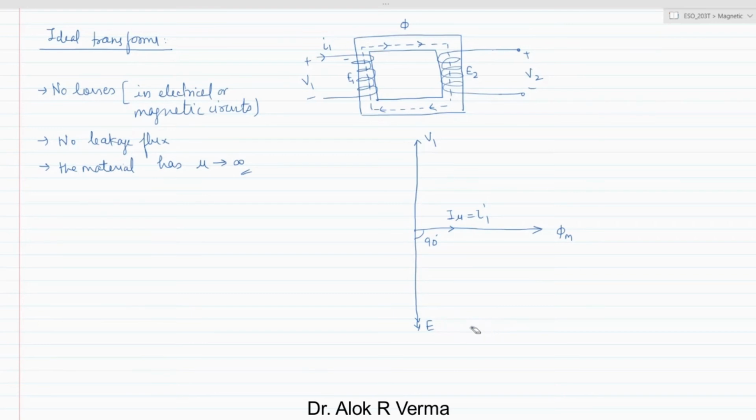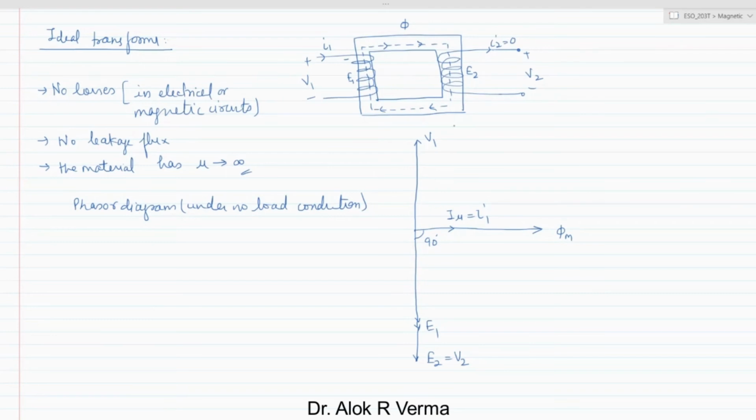This is only for the unity turns ratio. E1 and E2 can be different based upon the turns ratio, but E2 and V2 will be equal. So this is the kind of phasor diagram. Under no load condition, there is no current drawn by the secondary winding, so I2 is equal to 0.